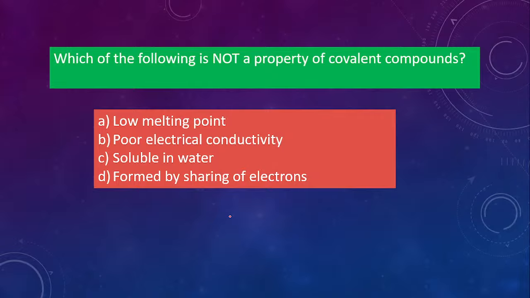Now you have to say which is not a property of covalent compounds. Out of these four, which one is not a property of covalent compounds? That's why I'm saying you should definitely read the properties of ionic compounds and covalent compounds, because questions come from there. So what will be the answer for this? Whether it will be A, B, C or D? Which property is not there?